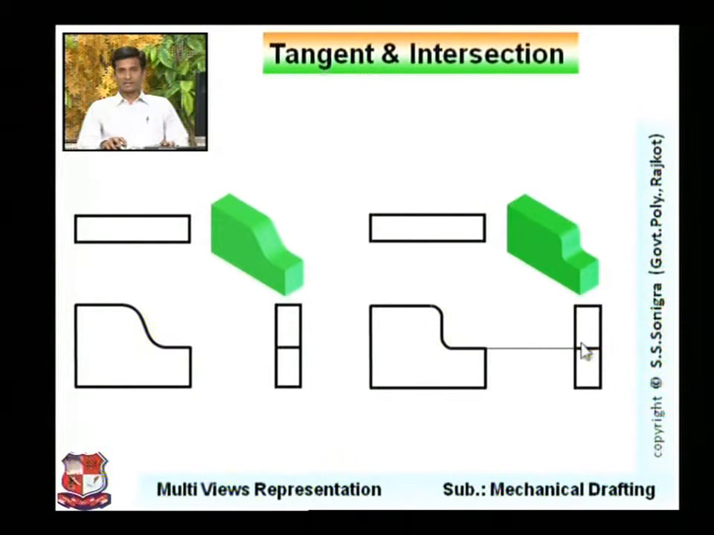In both the views, in side view like this, and in top view, here is the plane. So plane will be visible in top view as a limiting element or a line like this. So this is the tangency intersection of the curved portion.